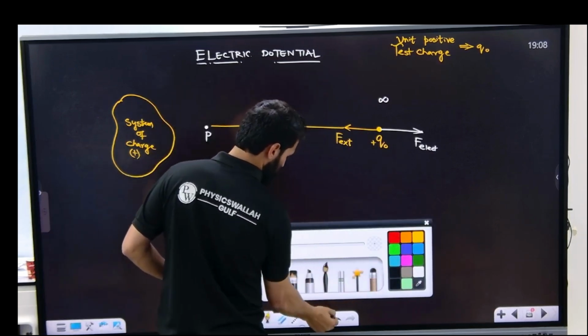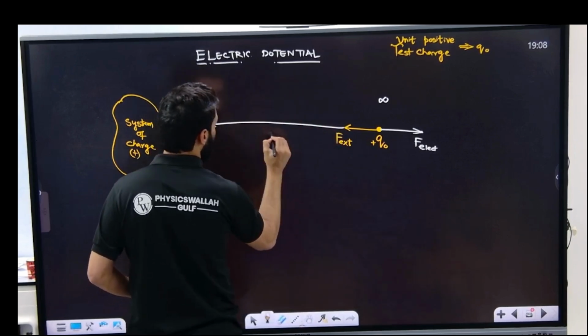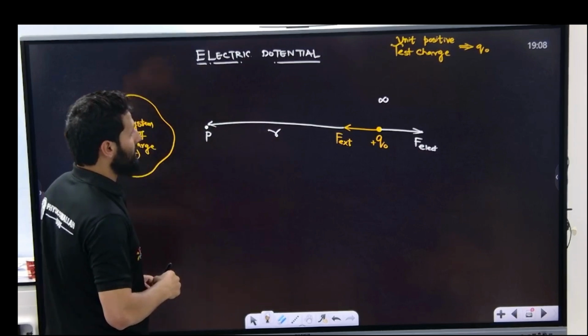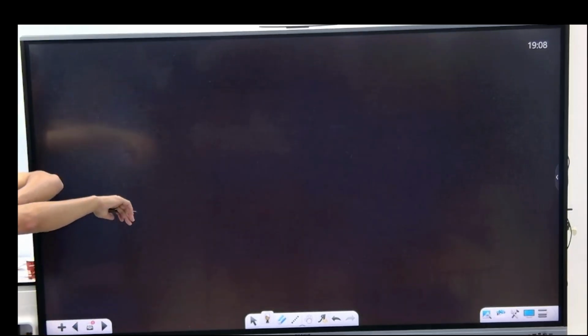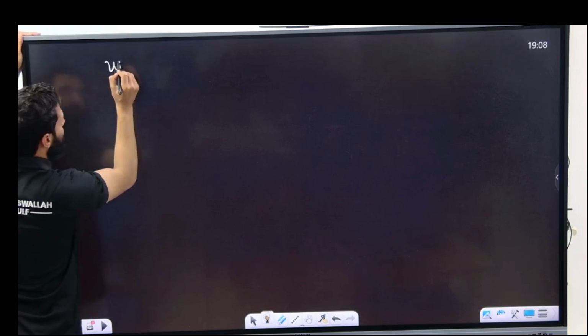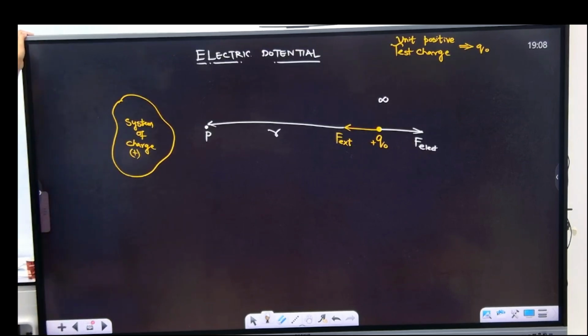I move the displacement of r from here to here. Can I write the work done? First tell me, the work done by the external force is force into displacement. How do you define work? Work is the integration of F dx. Is it clear?